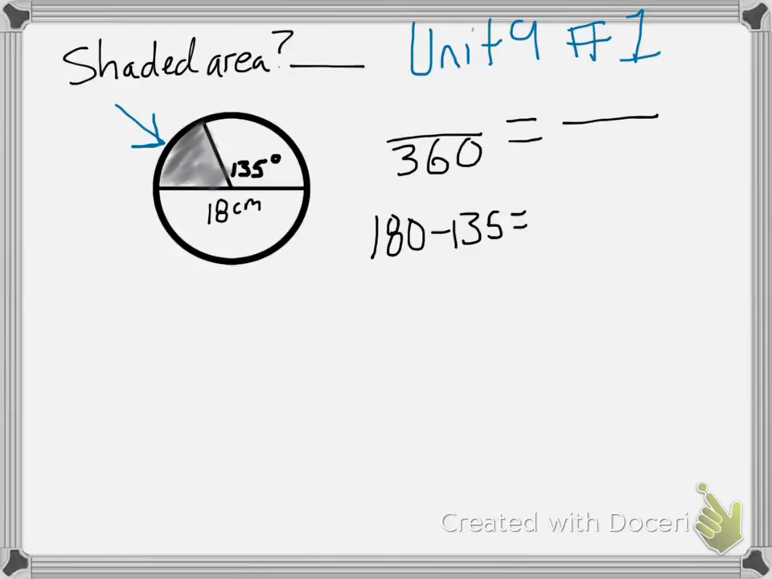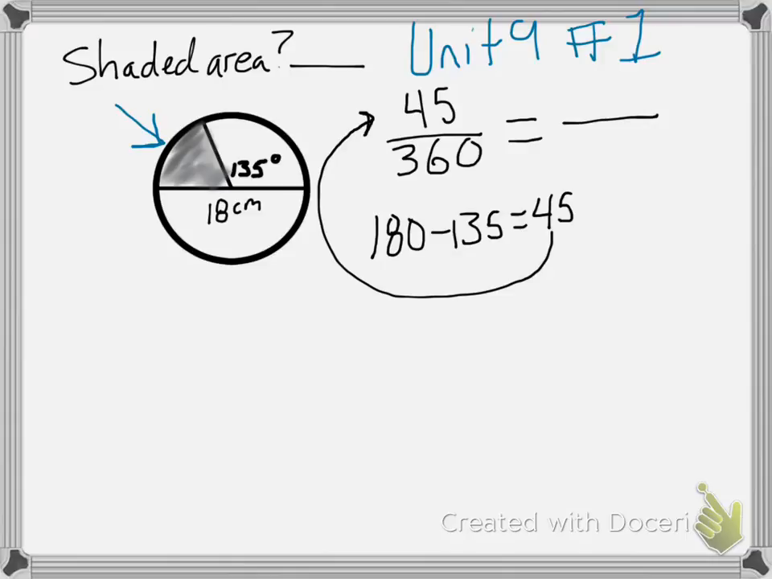180 minus 135. All right, which gives us 45, and 45 goes up top, because that 45 is the region that goes with the shaded part. You have to use the degrees of the shaded part to find the shaded area.